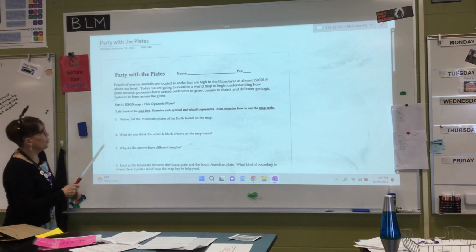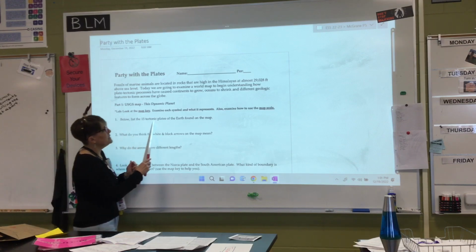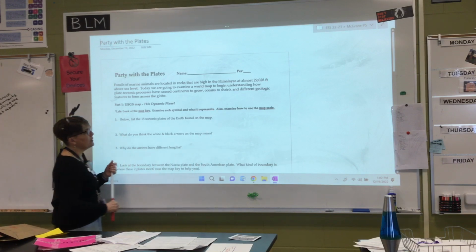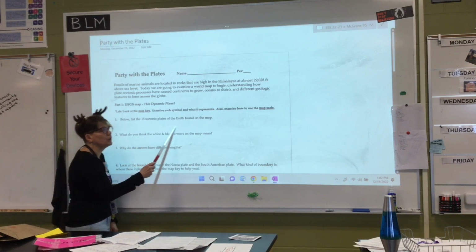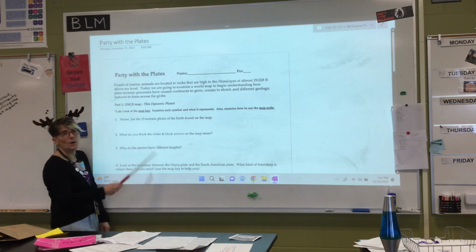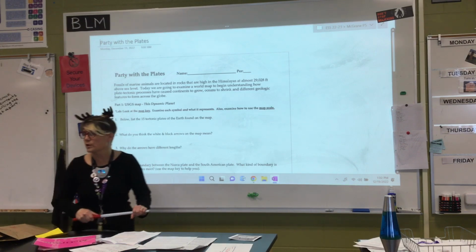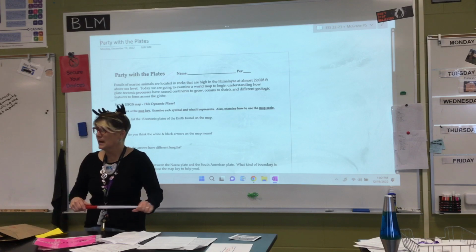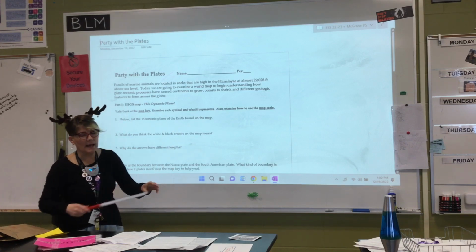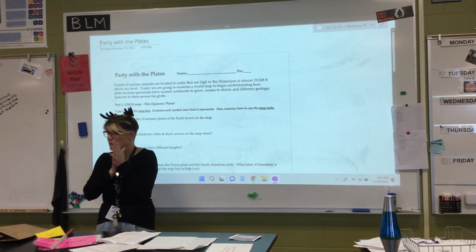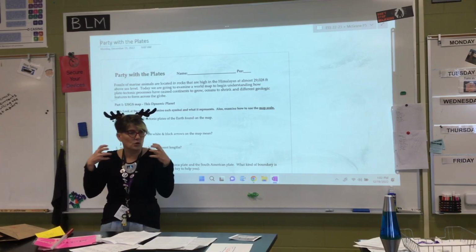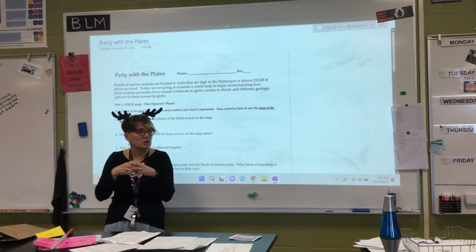Okay. So, when it says list the 15 tectonic plates of the Earth found on the map, you don't have to continually write Eurasia plate, African plate. Just write the name of the plate. That's how we're going to start with that. Sound good? And then through this, you're going to see at the plate boundaries what the different boundaries or what the different dynamics are called. It's going to be either convergent, transform, or divergent.